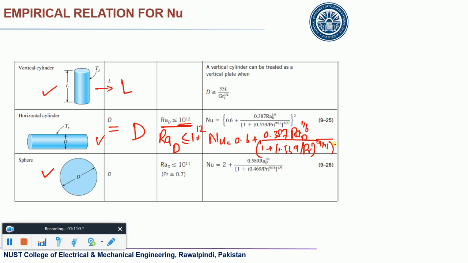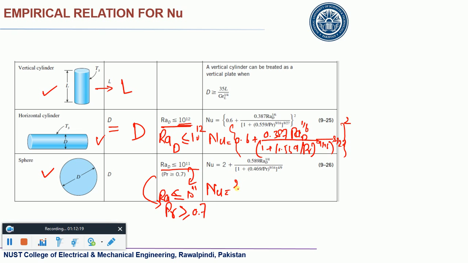Okay, and this raised to power 8 by 27. By the way, you can see this relationship in your book. I am just writing it so that the person at the last seat can see it. Okay, this is the kind of relation which you can have. For a sphere, this Rayleigh number needs to be less than 10 raised to power 11, and there is another limit on this: the Prandtl number needs to be greater than or equal to 0.7.